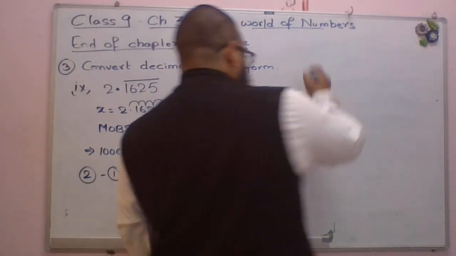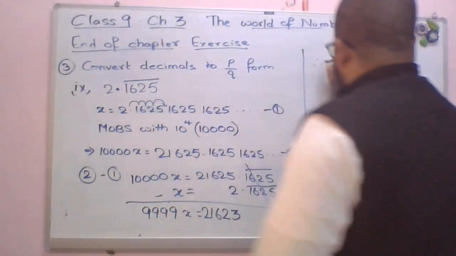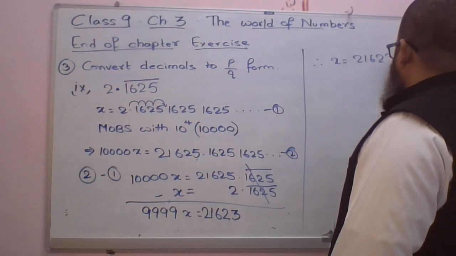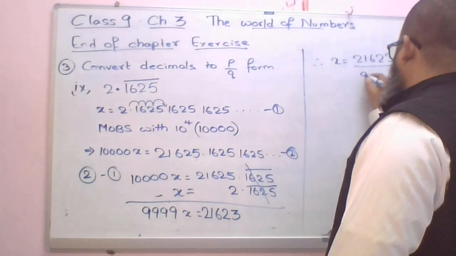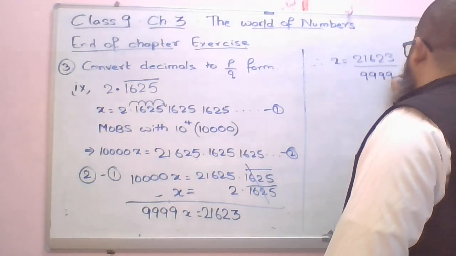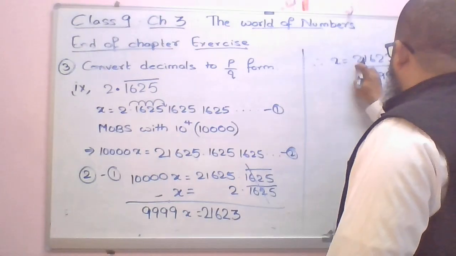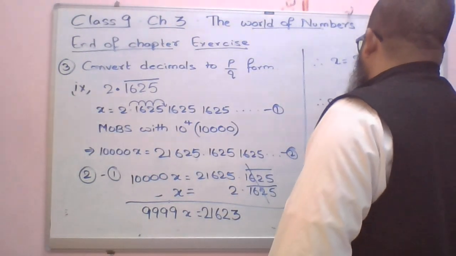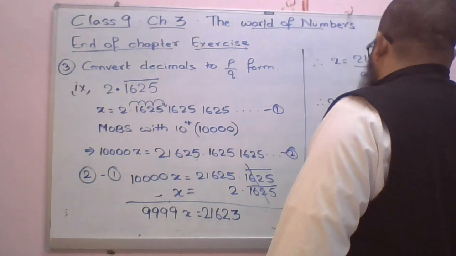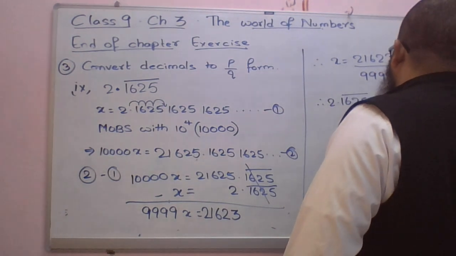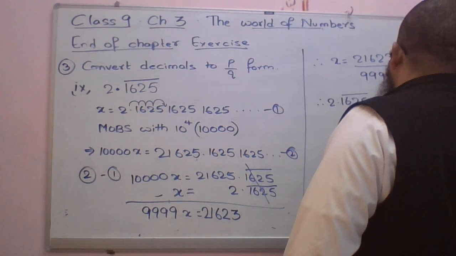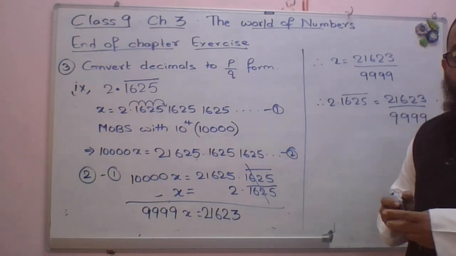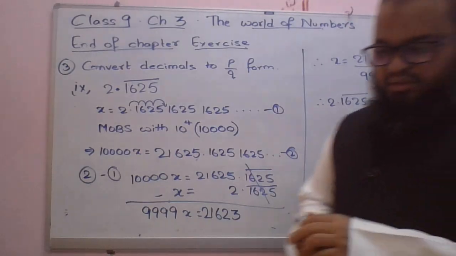So therefore x can be written as 21,623 divided by 9,999. Okay, there is no common factor. So therefore 2.1625 bar can be written as 21,623 divided by 9,999. So it's that simple. Okay.